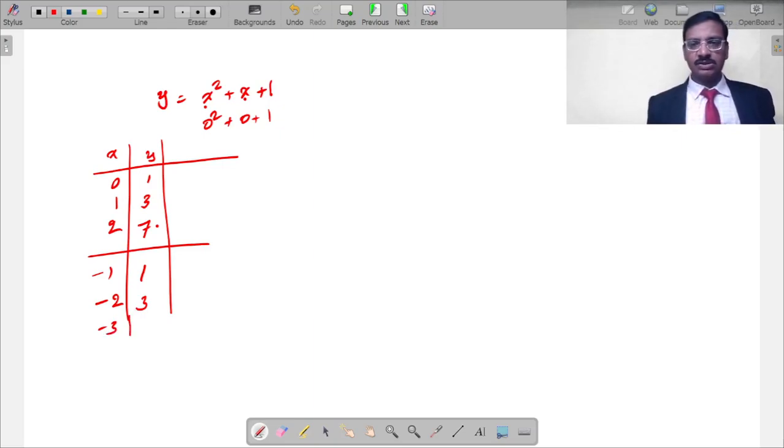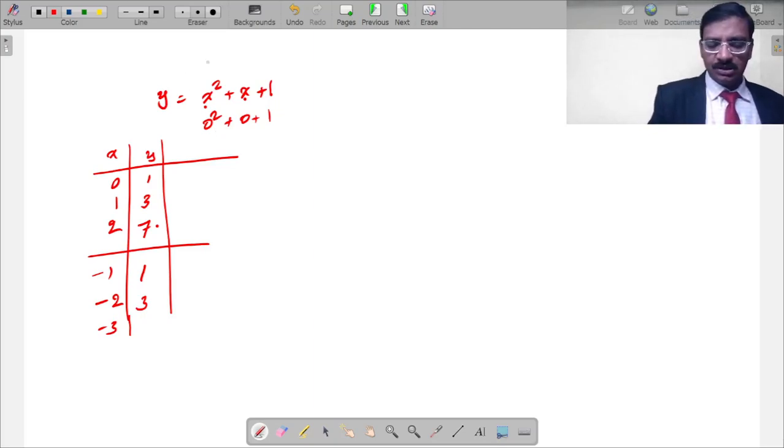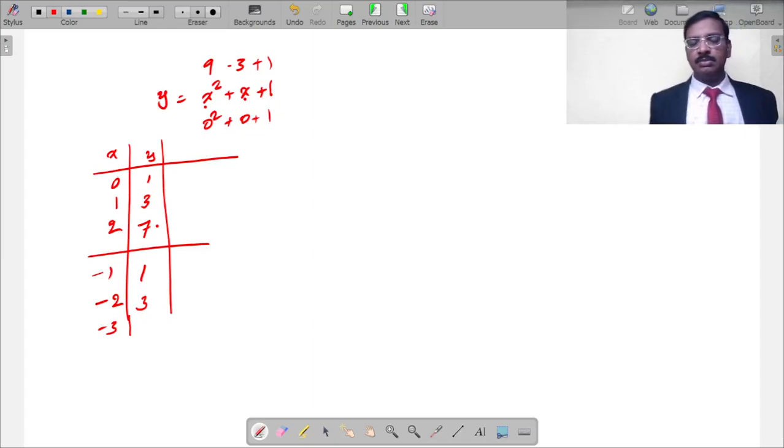So minus 3 whole square is plus 9. So that is 9, and minus 3 plus 1, so this is minus 2. So minus 2 plus 9 is 7. Like this you notice the values.